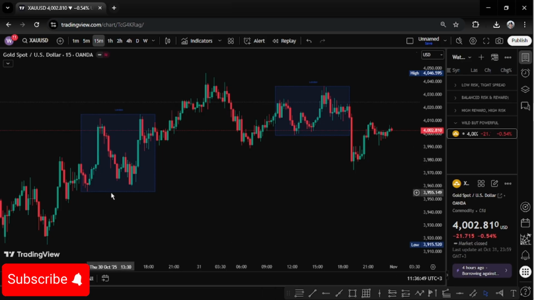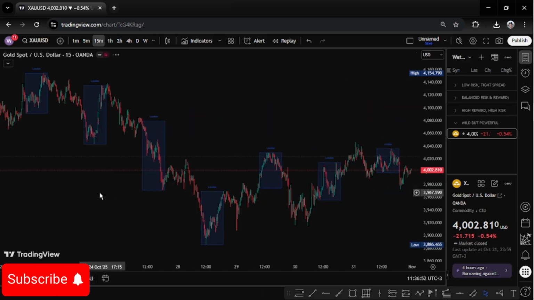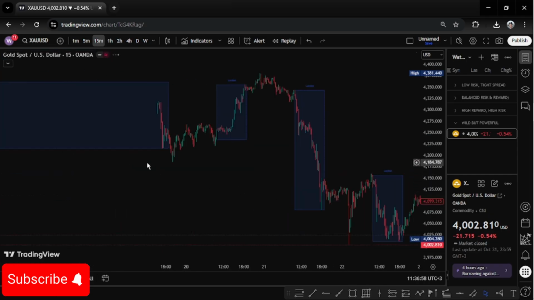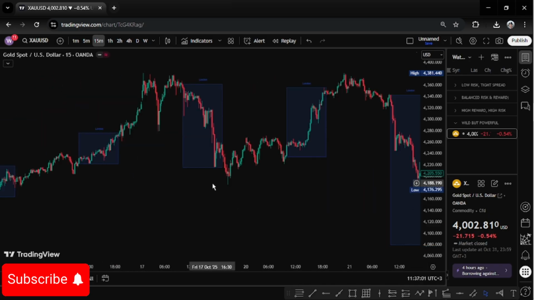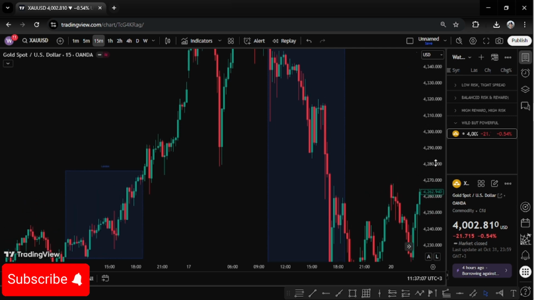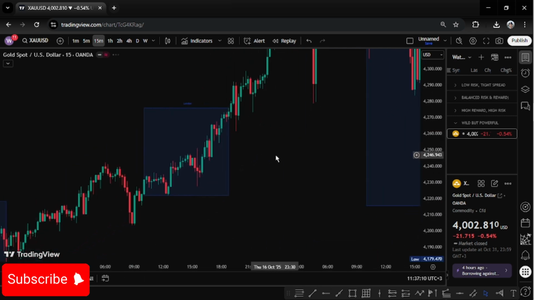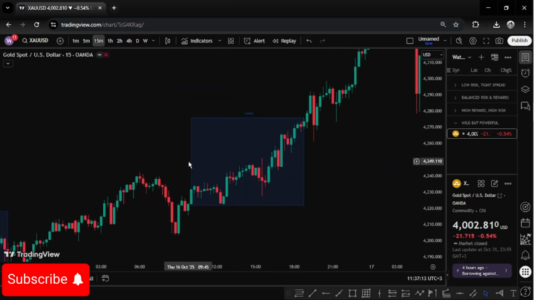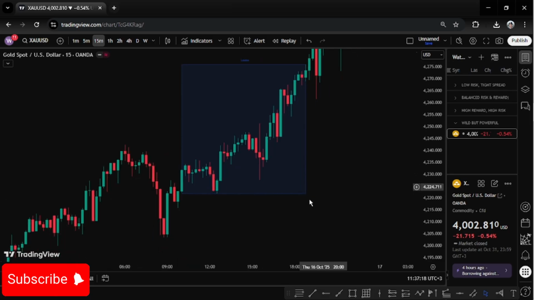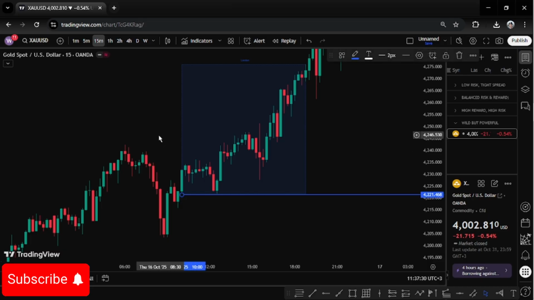So guys, as you can see, this is gold. This is how the market will appear in your charts. It will highlight for you the London session open. And you can see this is the 15 minutes time frame. Guys, I want you to note that very clearly. This is the 15 minutes time frame, so this strategy works best in the 15 minutes time frame.